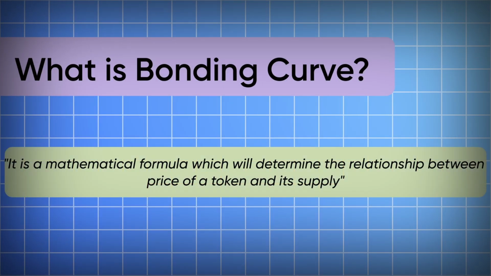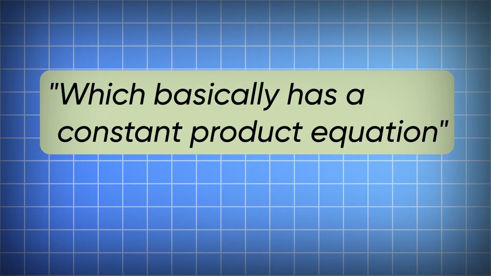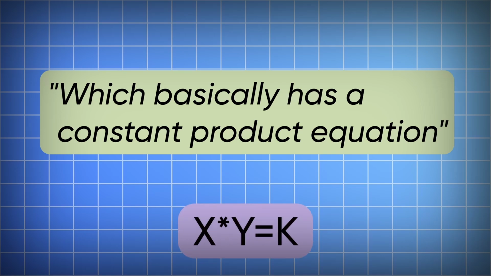A bonding curve is basically a mathematical formula which determines the relationship between the price of a token and its supply. A very simple example that I think we use every day is any AMM, like Uniswap, which has a constant product equation where x times y equals some k, with x being the price and y being the supply, always resulting in some k.